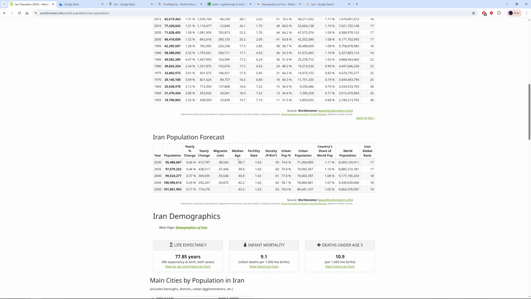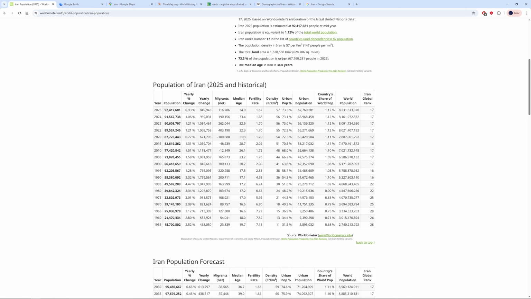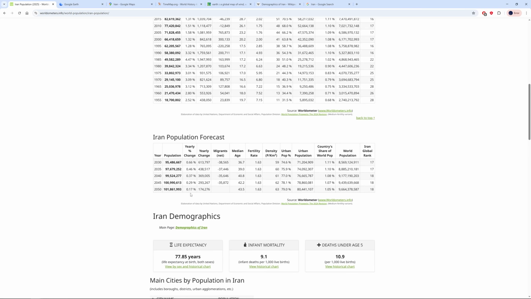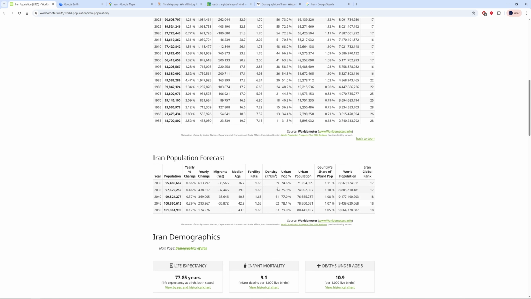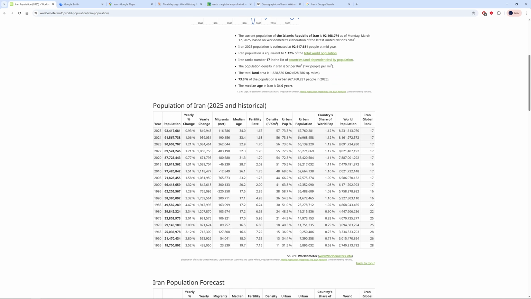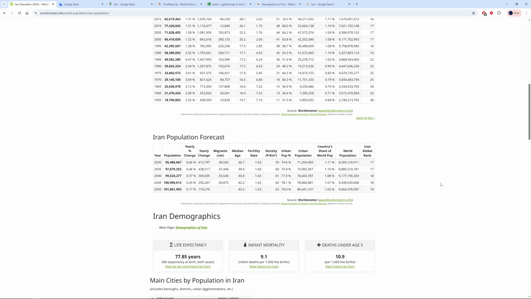But the median age is going to go up a bit. Actually, it's quite significant, I would say, because right now it's 34 years old, and in 2050 it's going to be 44. So 10 years, easily, in the next 25 years. It is quite a lot in my opinion, but we're going to see how that plays out in the future. And also the urban population is going to increase to 80%. So not a huge increase, but from 73 to 80, it is something, let's call it that.